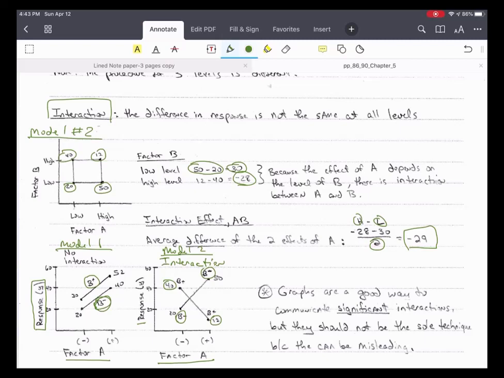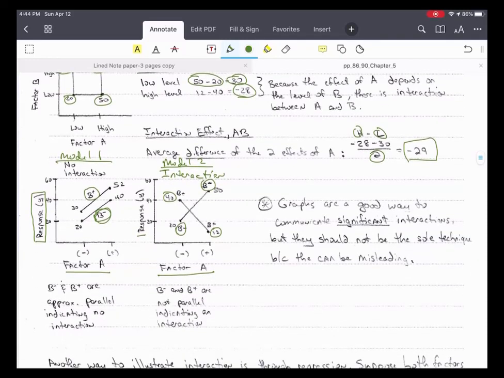All right. But it says that while graphs are a good way to communicate significant interactions, they should not be used as a sole technique because they can be misleading at times. So here we say in model 1 that the B minus and B plus profile lines are approximately parallel, and that indicates no interaction. In the second model, the B minus and B plus lines are definitely not parallel, and that indicates that we do have interaction.